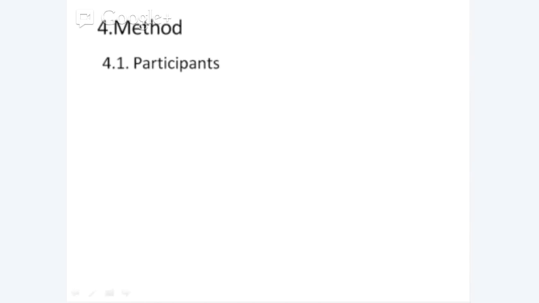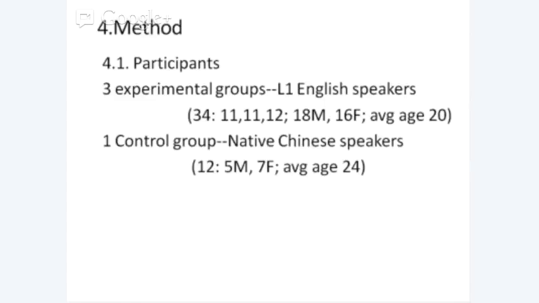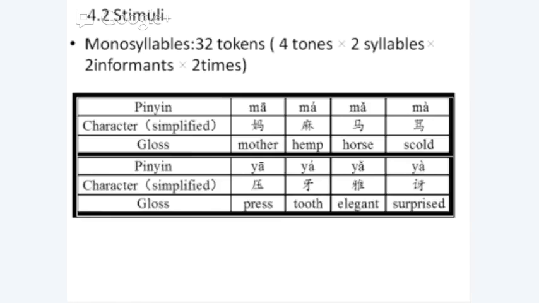So I recruited about 33 participants. They were categorized into three experimental groups according to their learning time: first year, second year, and third year. There are 18 male speakers and 16 female speakers, and their average age is 20. They are all L1 speakers of American English. There is also one control group that serves as the baseline, native Chinese speakers.